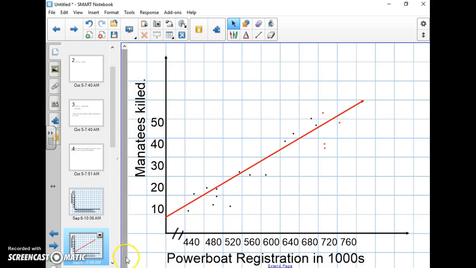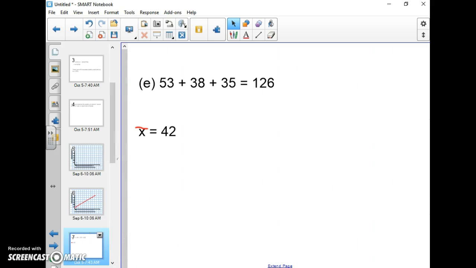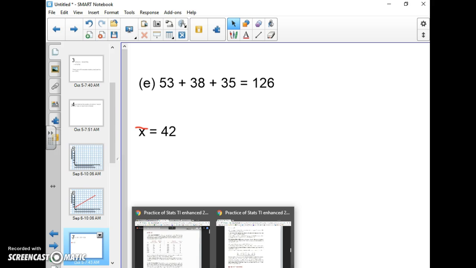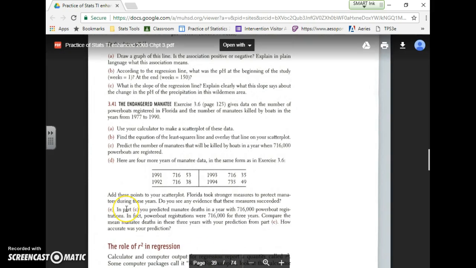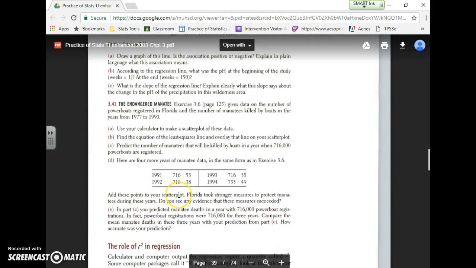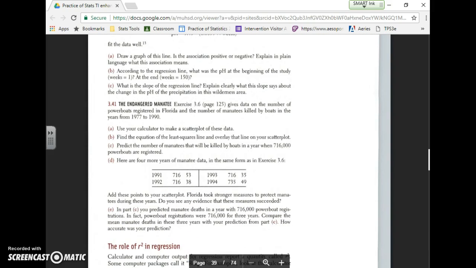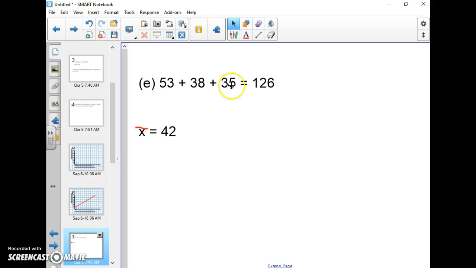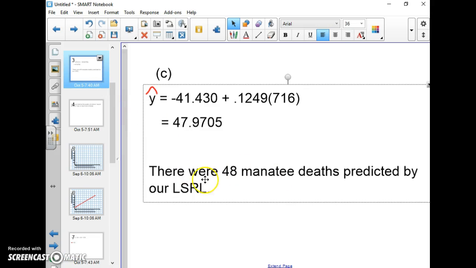And actually, hold on, I do have the answer typed up for you guys here. And this is actually E. So going on to E, you use the least squares regression to predict the number of manatees that will be killed in the year, and then we actually have these 3 numbers right here that are 716 registrations. So it asks you right here to compare the mean of those 3 years to your prediction in part C. So going back over here, if you add these together, you get 126. You divide those by 3, you get 42. Now if we go back and compare that to the answer that we got previously, that answer was 48.